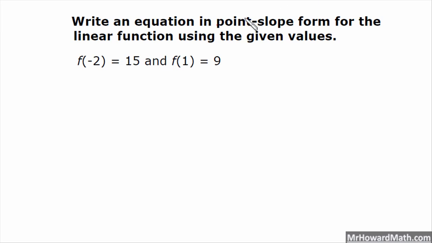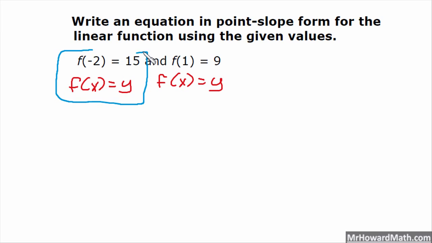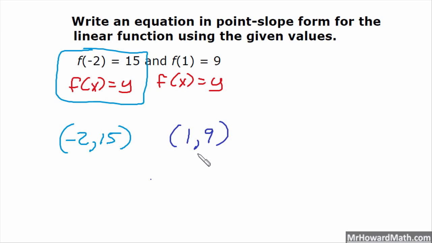Okay, all they're giving me is 2 points. They're just giving me the 2 points in a different form. It's f of x equals y, right? f of x equals y. That's the form they're giving me. So this ordered pair right here is x negative 2, y 15. This ordered pair right here is 1, 9. So they're just giving me 2 points. The way they did it was just in a different way.